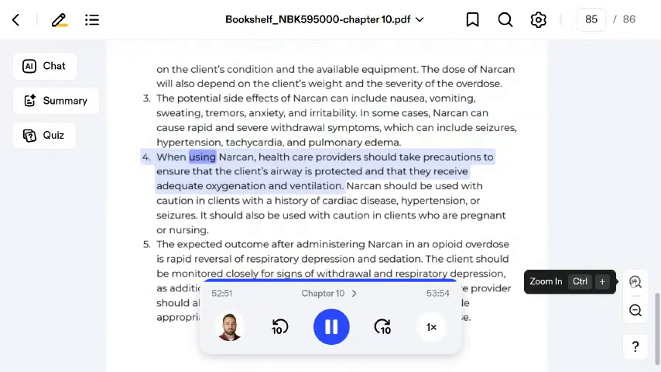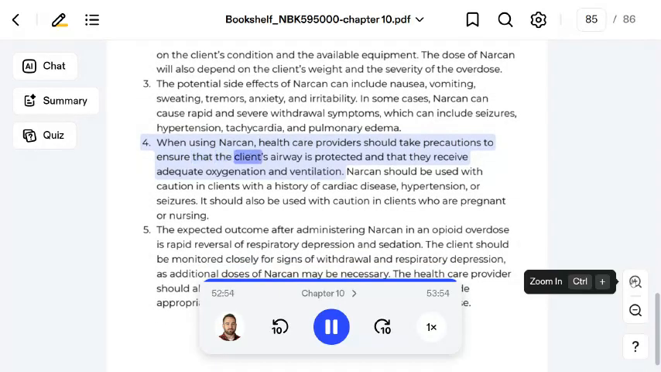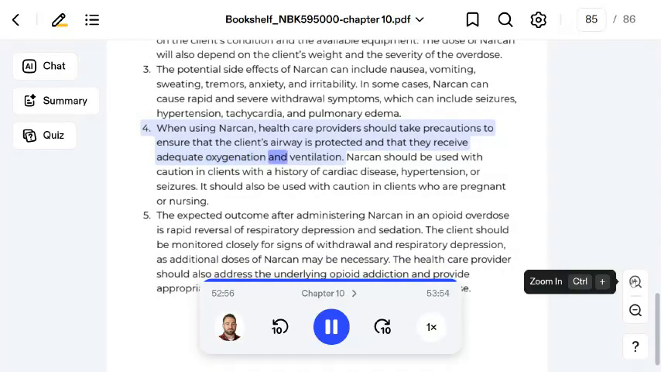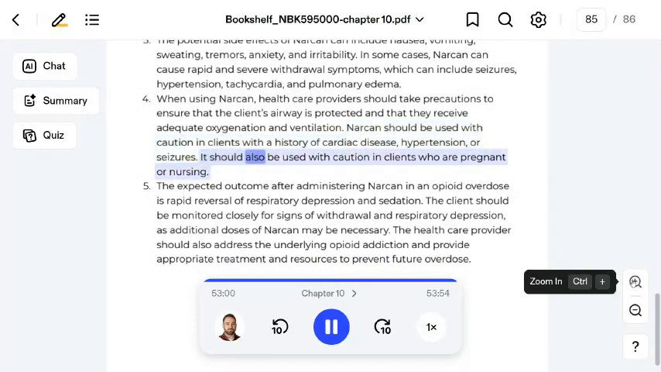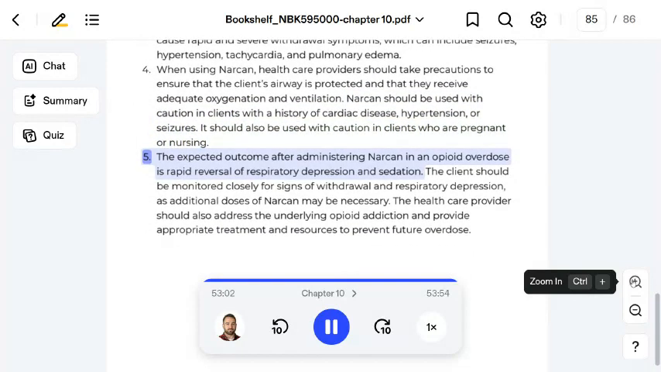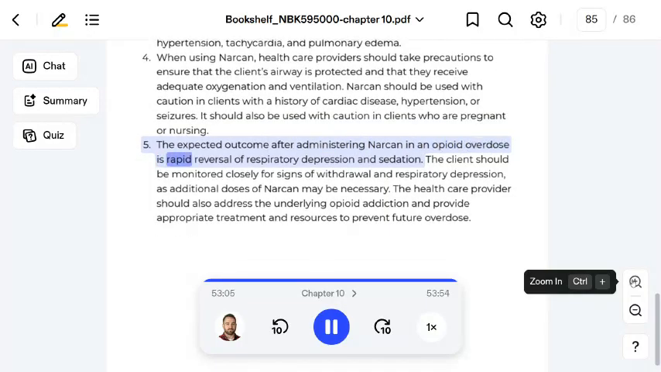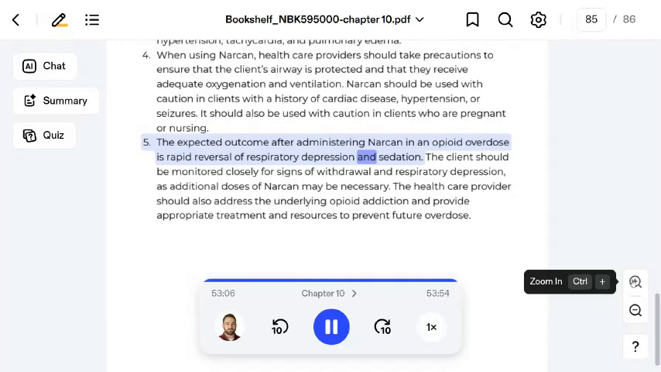4. When using Narcan, healthcare providers should take precautions to ensure that the client's airway is protected and that they receive adequate oxygenation and ventilation. Narcan should be used with caution in clients with a history of cardiac disease, hypertension, or seizures. It should also be used with caution in clients who are pregnant or nursing. 5. The expected outcome after administering Narcan in an opioid overdose is rapid reversal of respiratory depression and sedation.